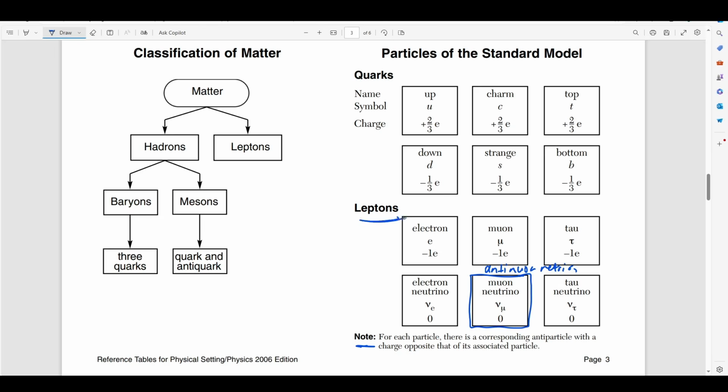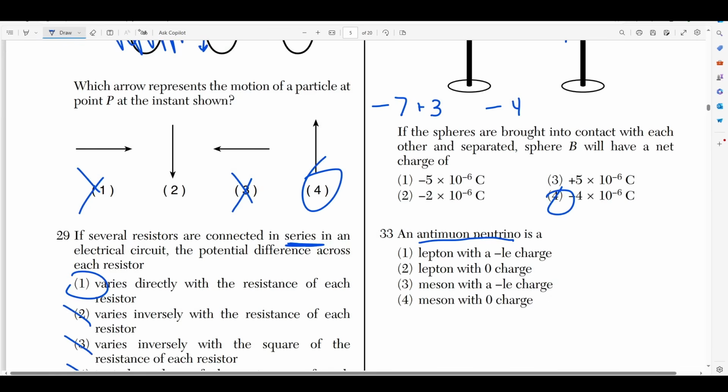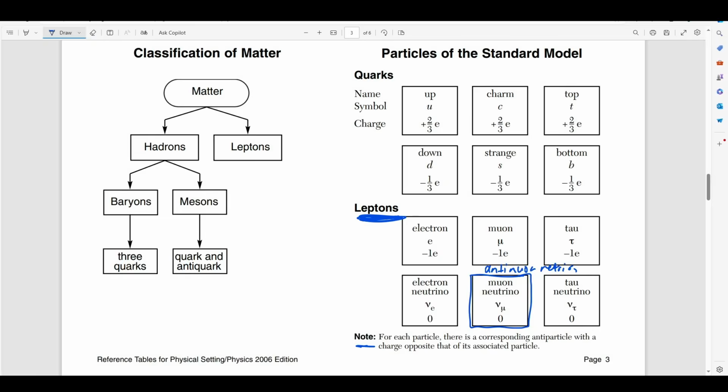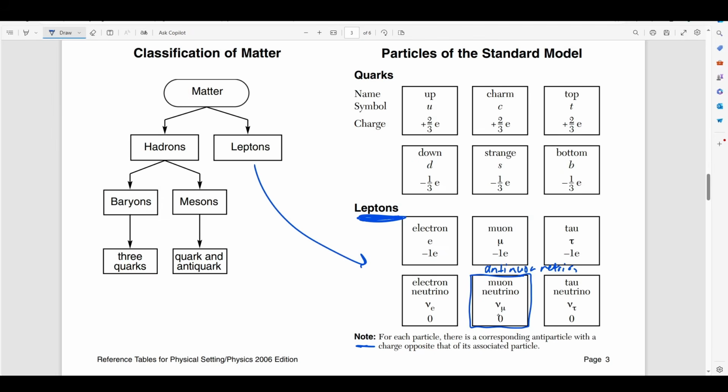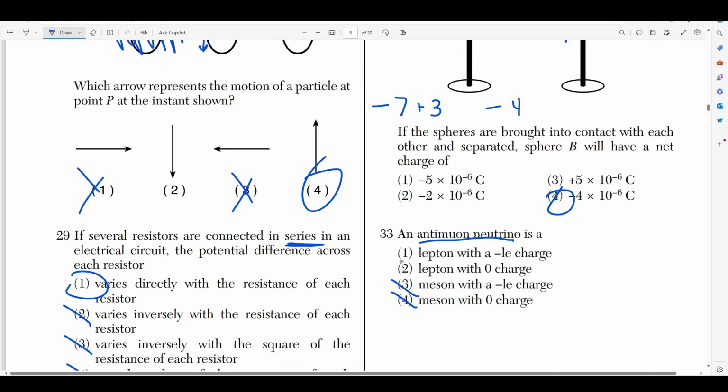And look at here. It's a lepton, so it's not a meson. What is a lepton? What is a meson? They're different classifications of matter. All you need to know is that leptons follow this rule, and the rest of them, up and down quarks or mesons, follow this rule. So leptons are always going to follow this rule. Anything that's here is going to be a lepton. So an anti-muon neutrino is a lepton with a what? Well, here it tells you the charge. It's a charge of 0, so it has to be with a 0 charge.